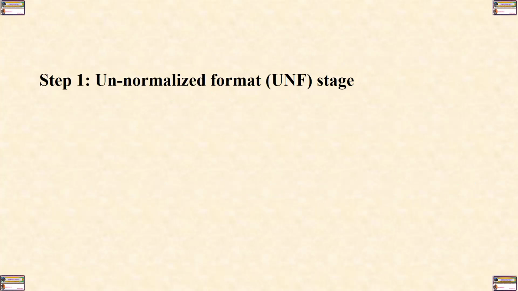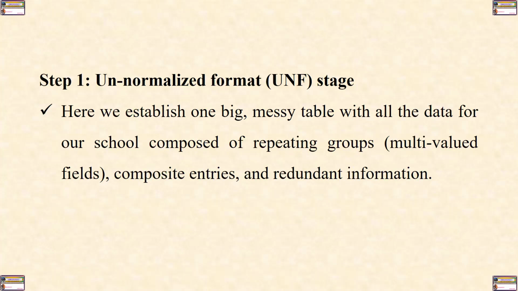Let's begin with the first step. We have said that our first step is to ensure that we have all the data that we need to normalize into tables in advance. And therefore, in step 1, we have what we call the normalized format stage. What does this stage entail? It simply entails establishing one big messy table with all the data for our school, composed of repeating groups, multi-valued fields, composite entries, and redundant information.